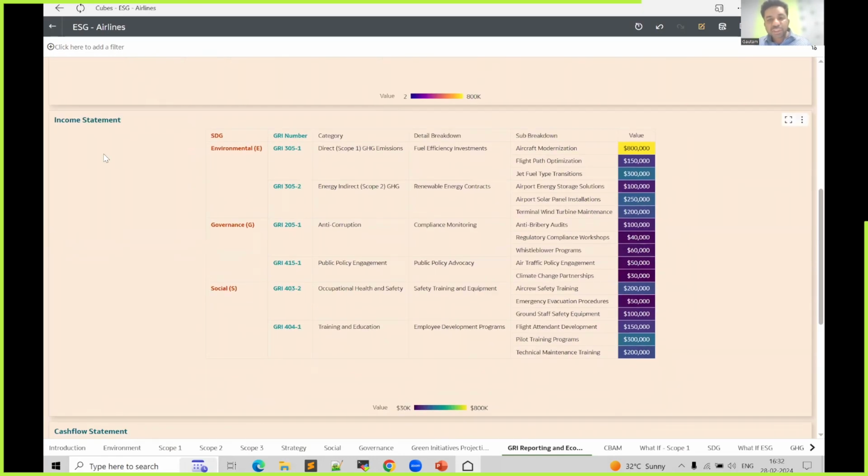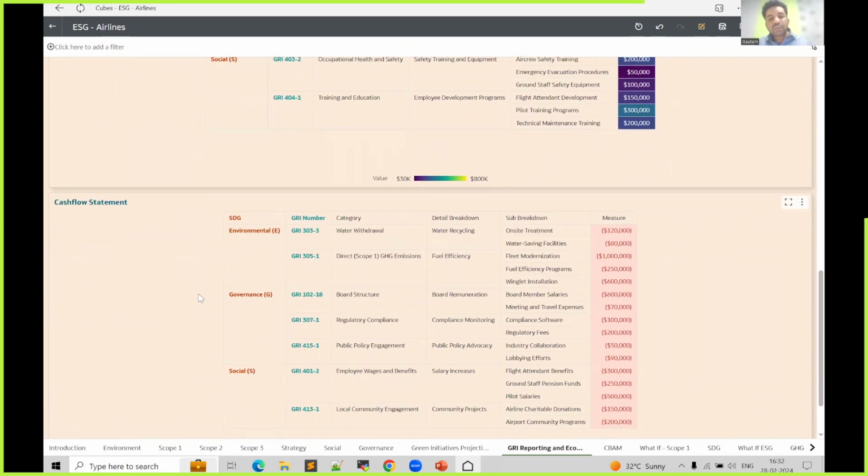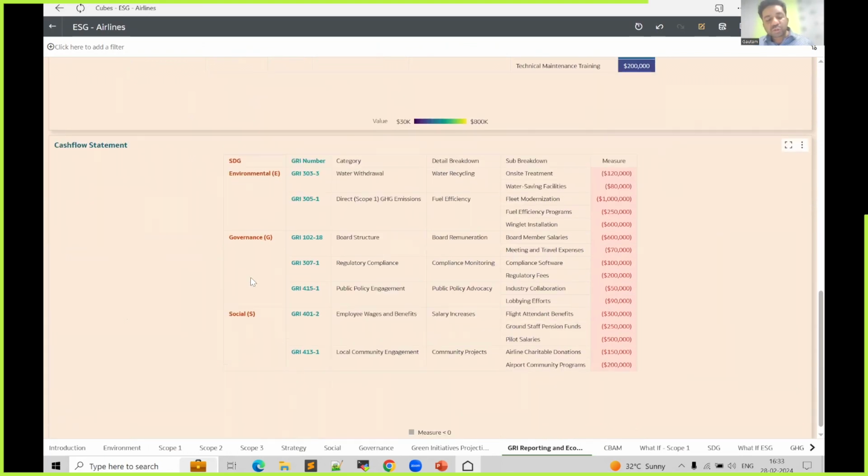Similarly, you would have an income statement on how much I'm investing in my various efforts, which will have its own standards within the environmental, governance, and social side of it. And we will also study my cash flow in investing in the various environmental, social, and governance initiatives. So ultimately, you'll be able to collect, consolidate, and calculate these numbers based on the various frameworks that we have.